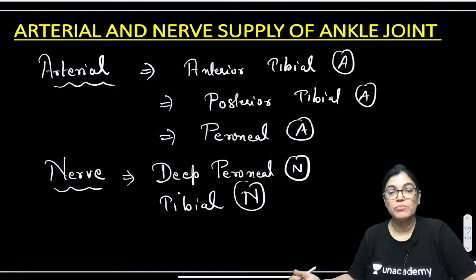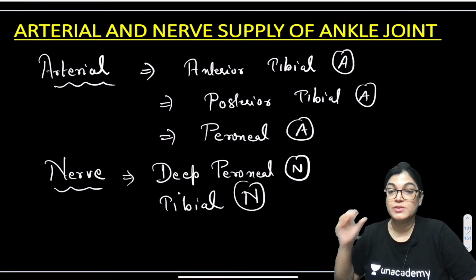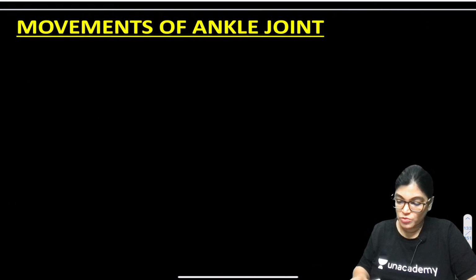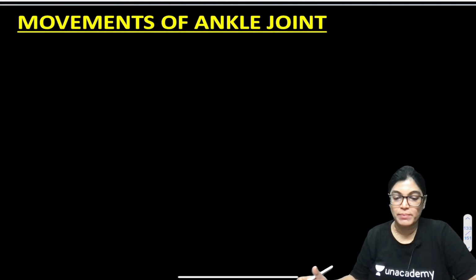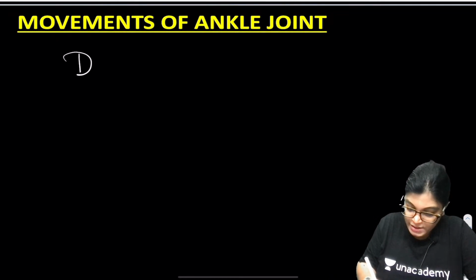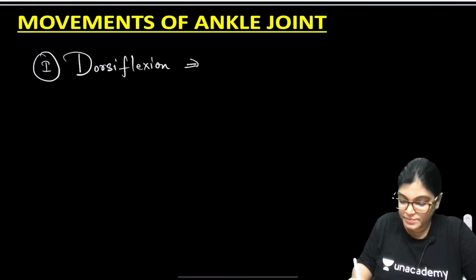What less? It is also important that we should know what are the movements occurring at the ankle joint. The movements are plantar flexion and dorsiflexion. So, we should know the muscles which are causing these movements. So, let's move on with that, movements of ankle joint. The movements taking place at the ankle joint are two sets of movement, dorsiflexion and plantar flexion. Let's start with dorsiflexion.